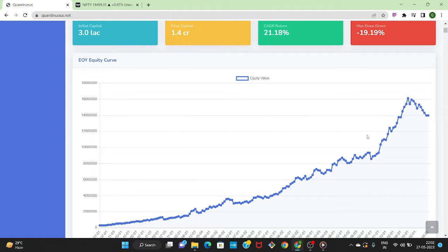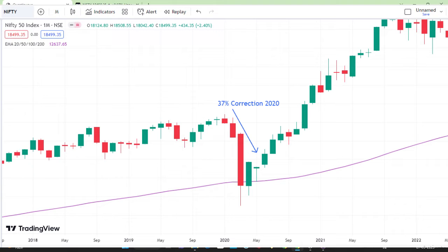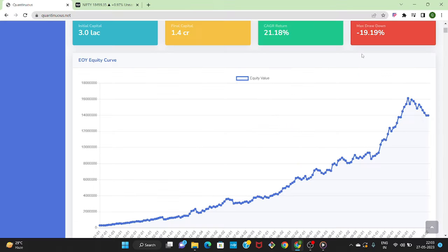Another important thing to note here: in 2008 Nifty crashed around 60% from its peak, and in the 2020 COVID crash the market corrected around 37%. But our strategy only gave a drawdown of 19%. So we have outperformed on the upside and also on the downside. That is the magic of momentum investing.